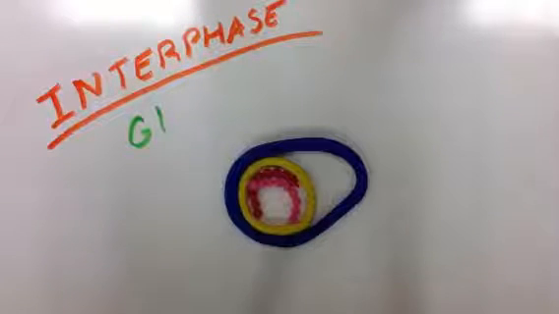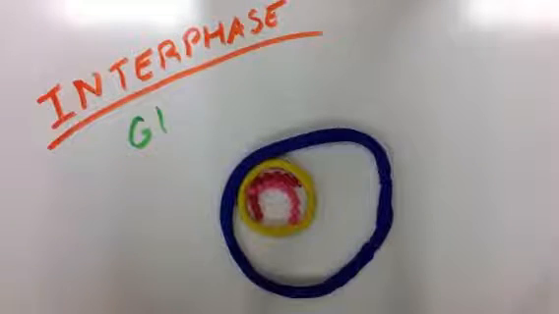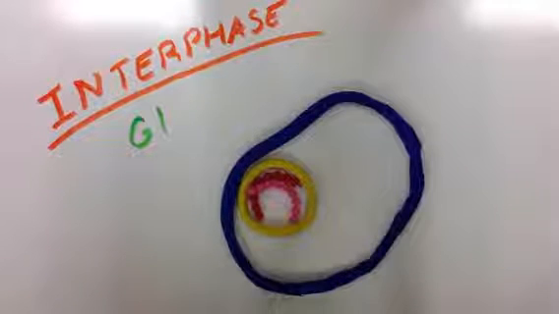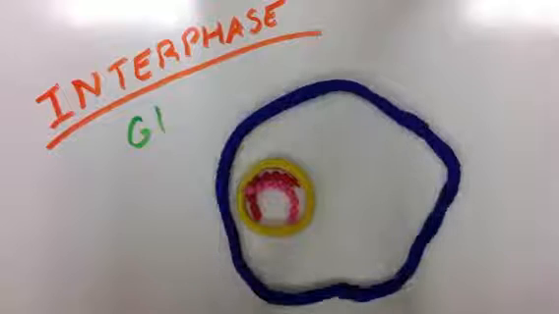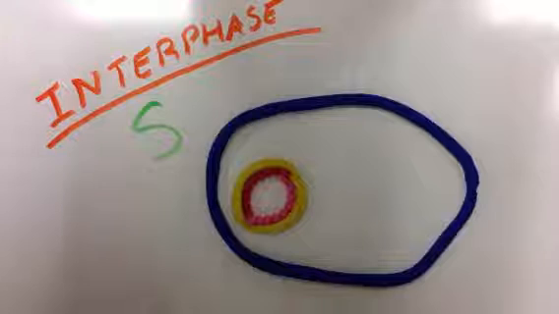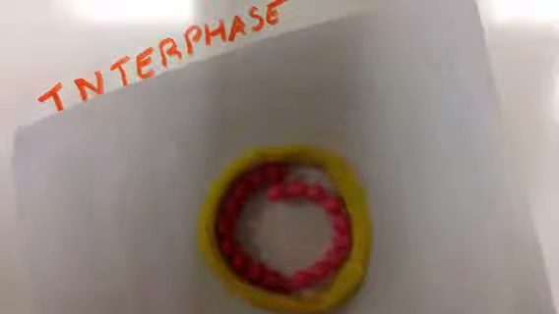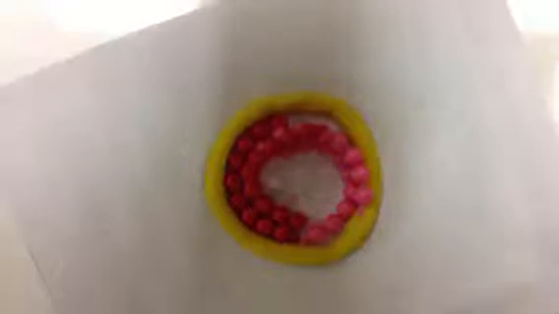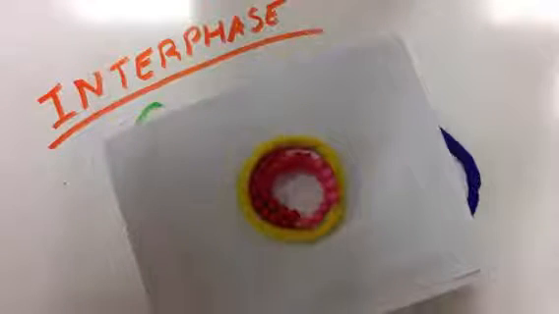First up is G1. In G1, the cell steadily grows, develops, and gathers nutrients. In this video, the blue Play-Doh represents the cell, the yellow is the nucleus, and the beads represent the chromosomes. In the S stage, DNA is synthesized or replicated. In this stage, each chromosome becomes composed of 2 identical DNA double helix molecules. Each double helix is called a chromatid, and the 2 identical chromatids are referred to as sister chromatids.